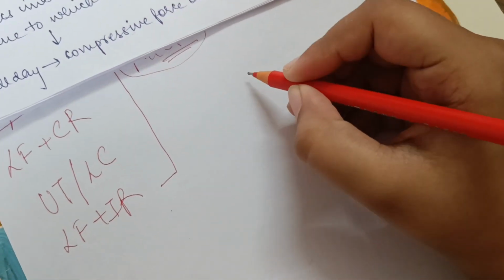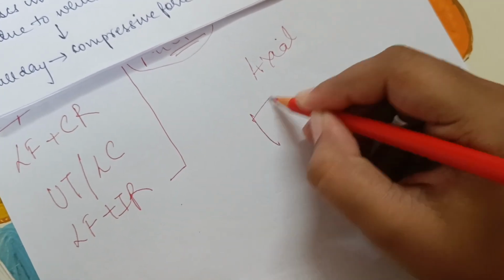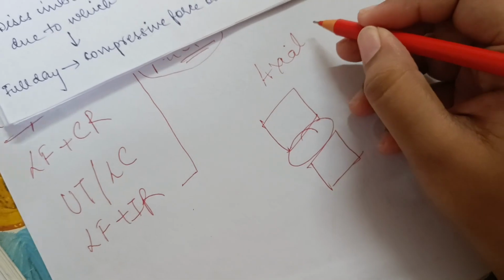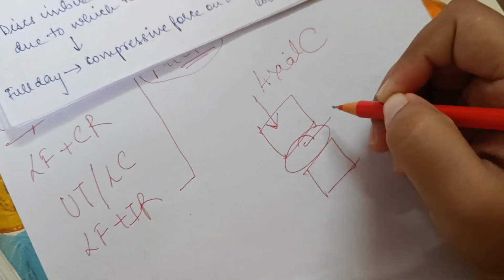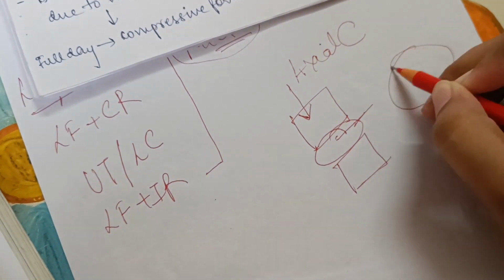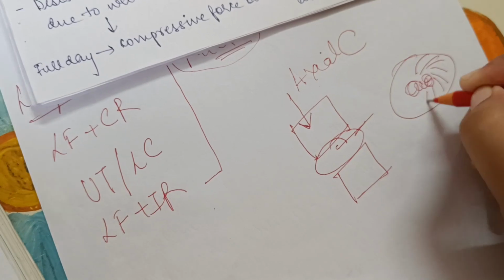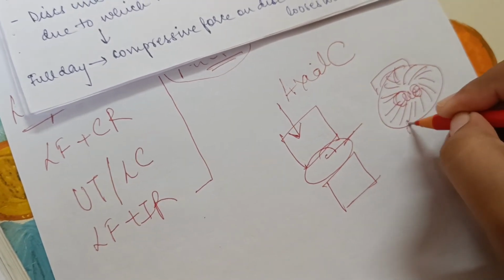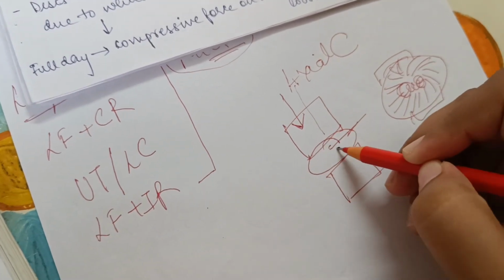For understanding axial compression, we'll use this diagram. Suppose this is your vertebral body, this is the disc, and this is another vertebral body. Axial compression is the force which is exerted 90 degrees to the disc. In this disc you have the nucleus pulposus, surrounded by the annulus fibrosus. Okay, and then you have the vertebral end plates.